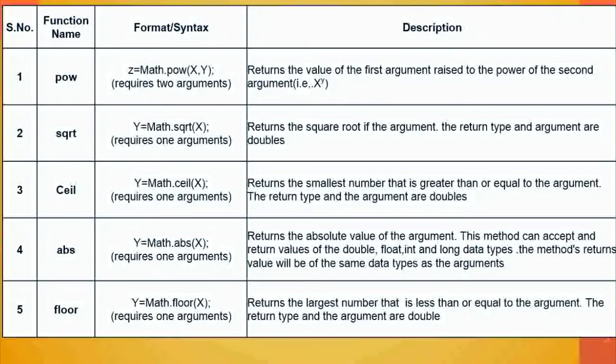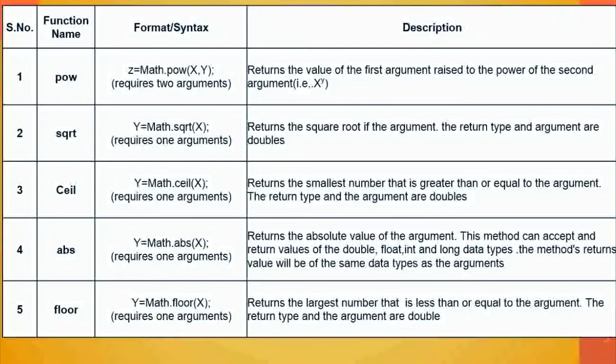Second one is square root: y is equal to Math.sqrt(x). Here we use only one argument, that is x. It returns the square root of the argument; the return type and the argument are double. Third one, ceil: y is equal to Math.ceil(x). Here also we use only one argument. It returns the smallest number that is greater than or equal to the argument. The return type and the arguments are double.